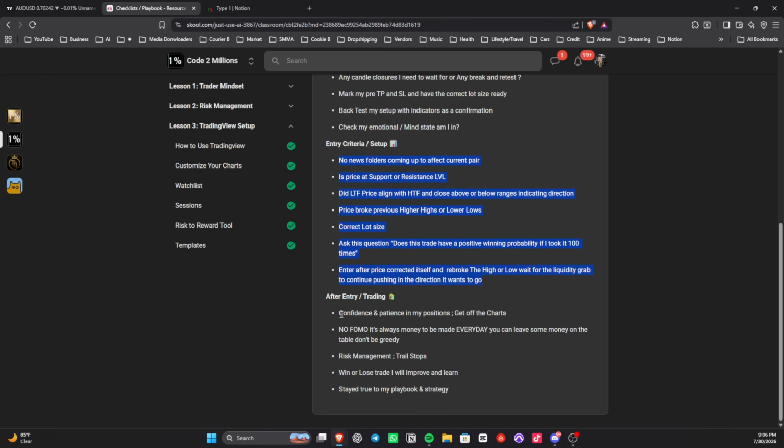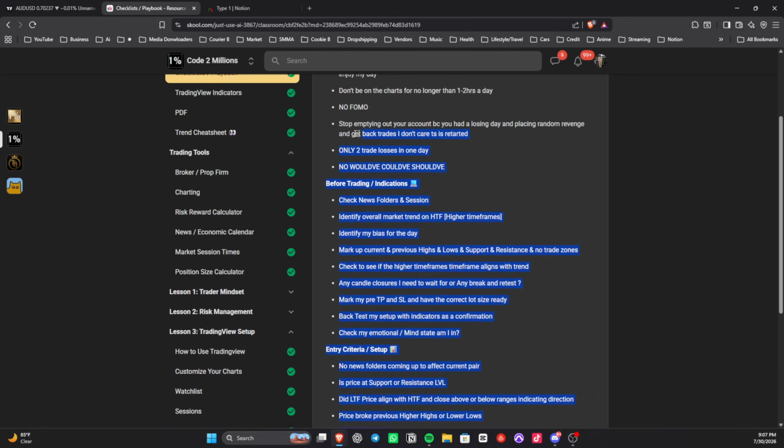After I enter a trade: confidence, patience in my position, get off the charts. No FOMO. There's always money to be made every single day. You can leave some money on the table. Don't be greedy. Risk management, trailing my stops, which means break even, partials. Win or lose, I will improve and learn. Stay true to my playbook.